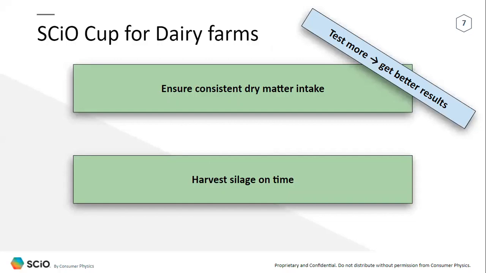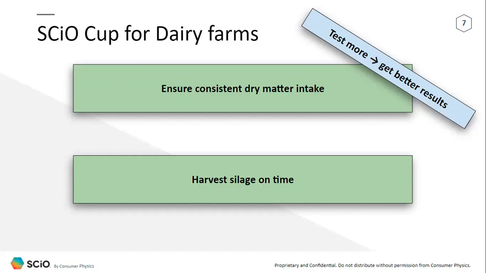So we've seen SCiO Cup can be used for many different applications, but here today we're specifically focused on how it can be used for feeding within the dairy market, specifically in dairy farms. So it has many advantages and many benefits that it can give to the industry, I would say, but there are two main benefits for the SCiO Cup.